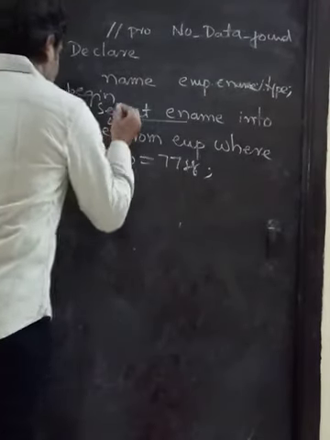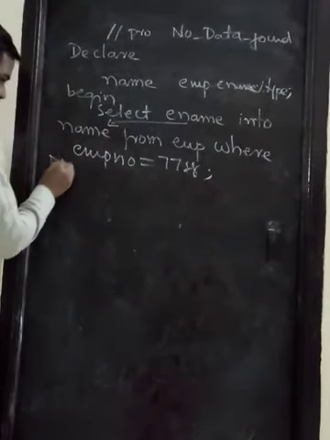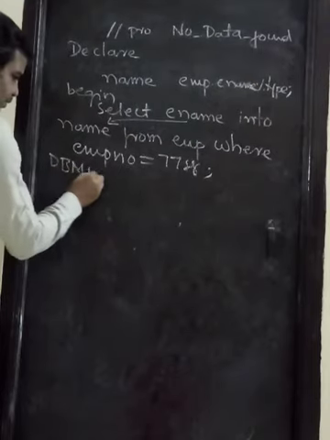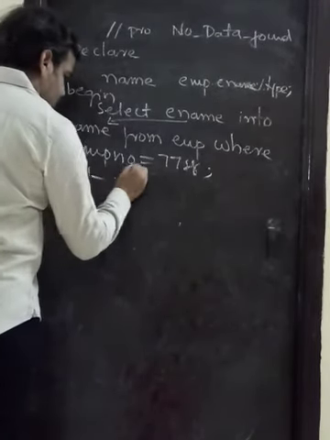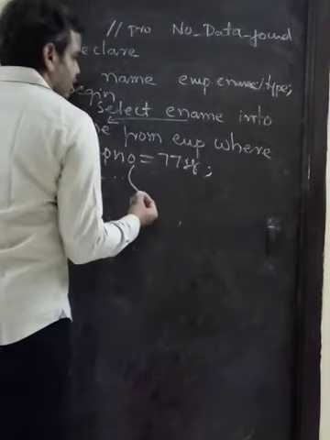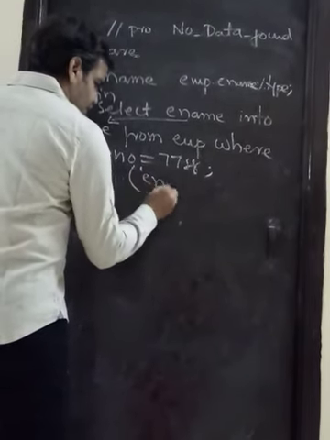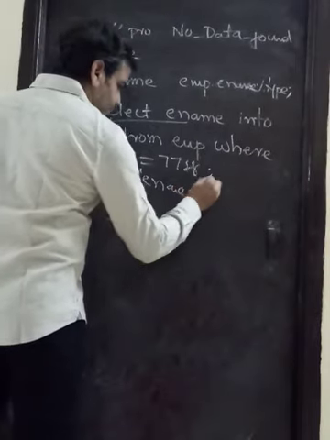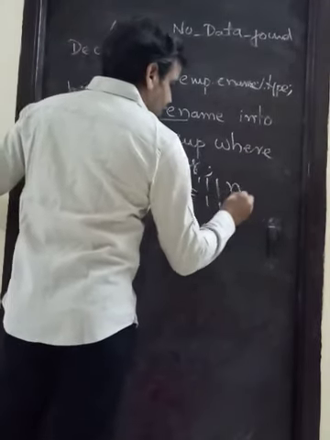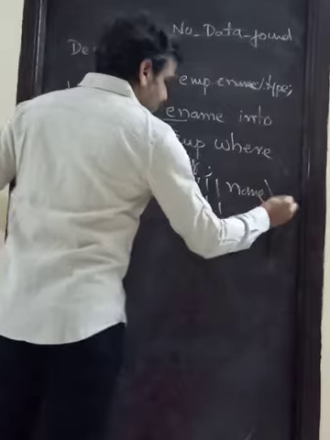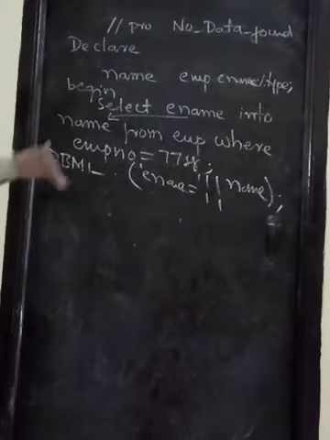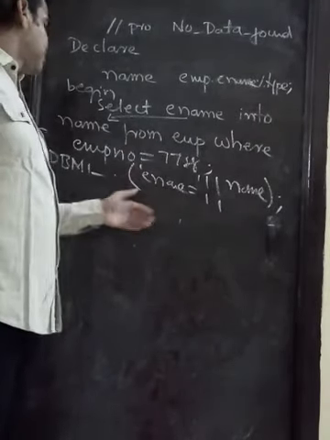We are displaying. Now we are displaying DBMS_OUTPUT.PUT_LINE. So here we are just displaying the employee name column, ename is equal to name column. So the employee name will display. If the employee number is there, the name will be displayed.